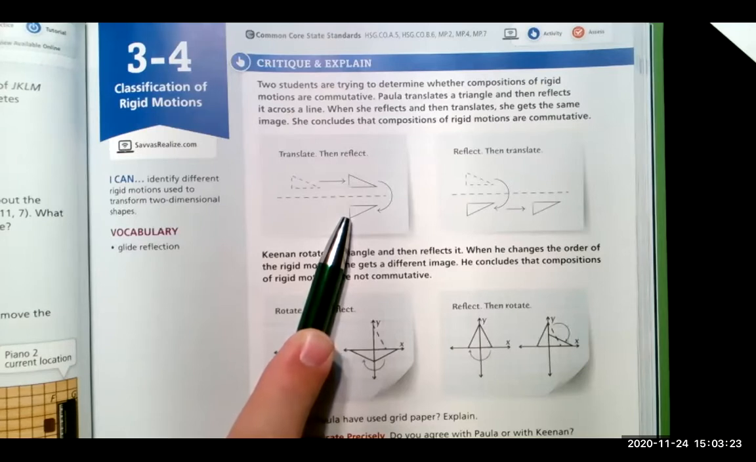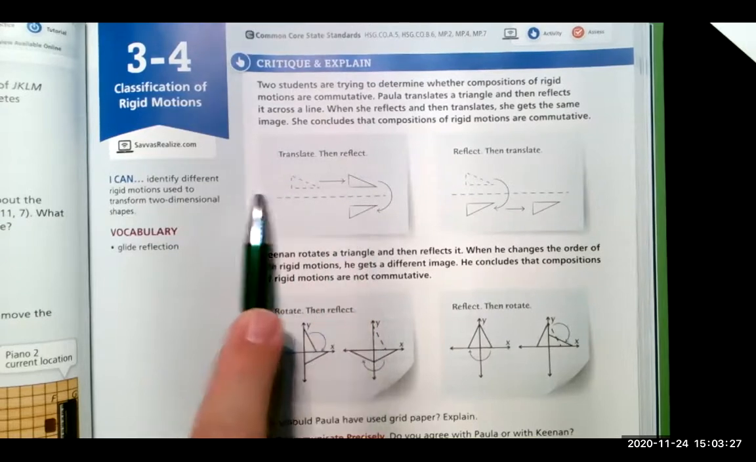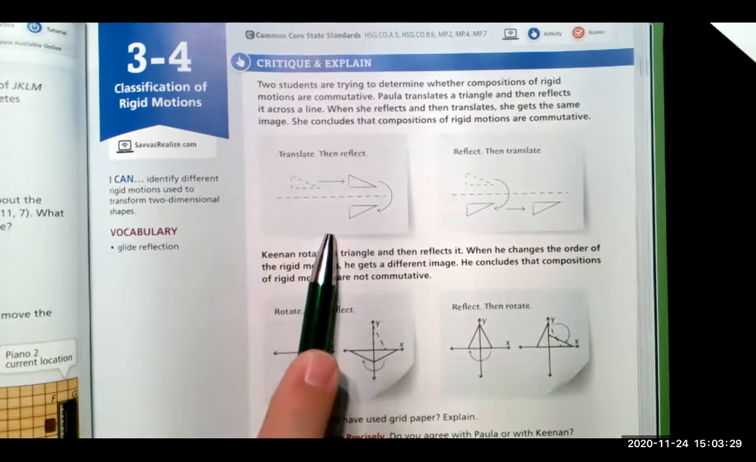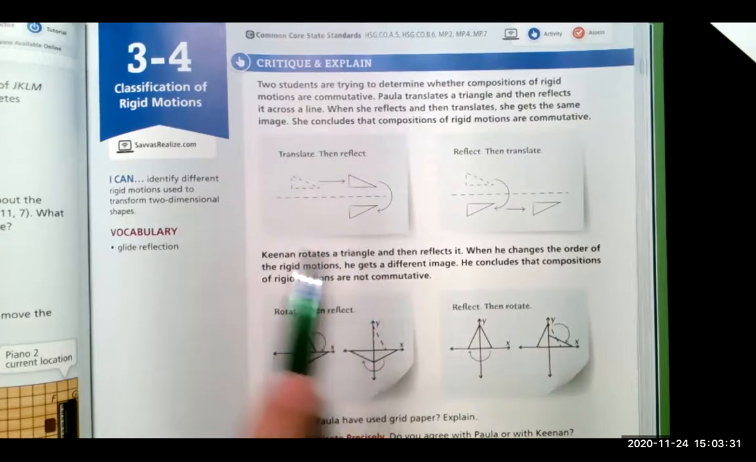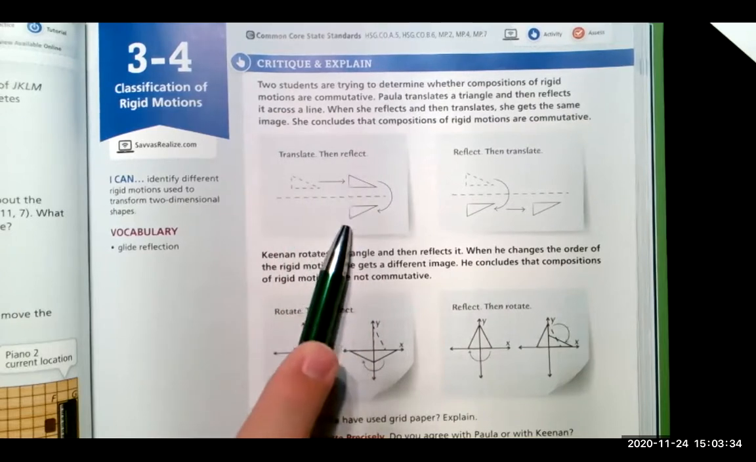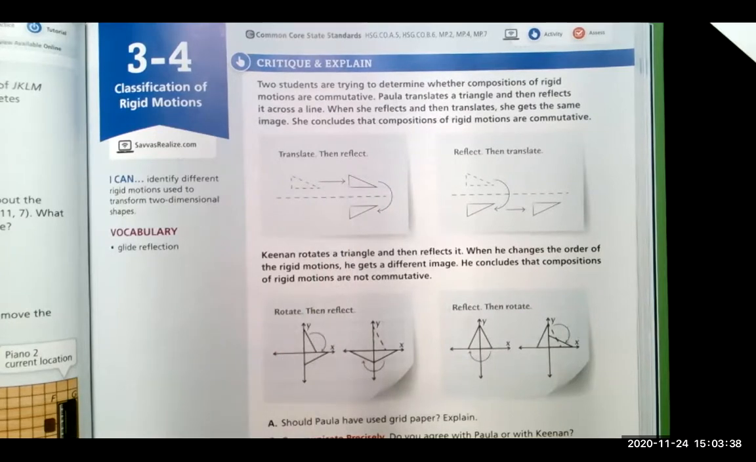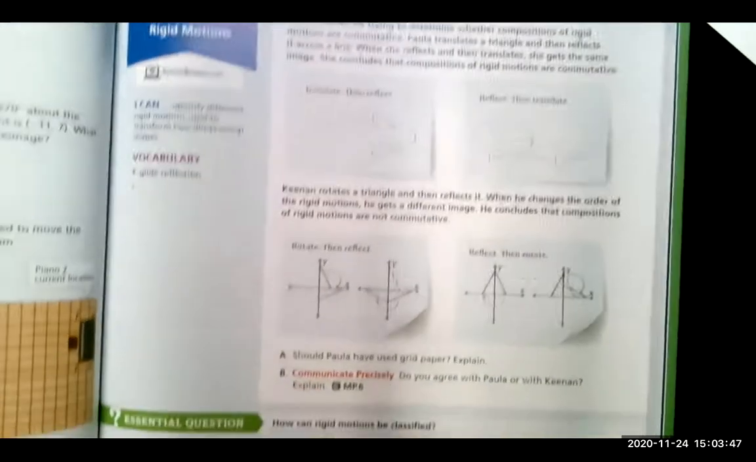So remember, to classify something as a rigid motion, something can translate, which means move left, right, up, or down. It can rotate, so it can spin around. It can reflect across the line, kind of like these two right here, but it can't change the size of the shape, and it can't change the angles within the shape. So that's a big thing here.